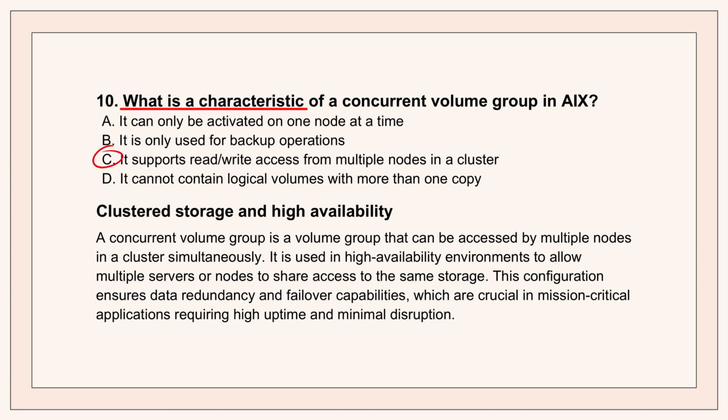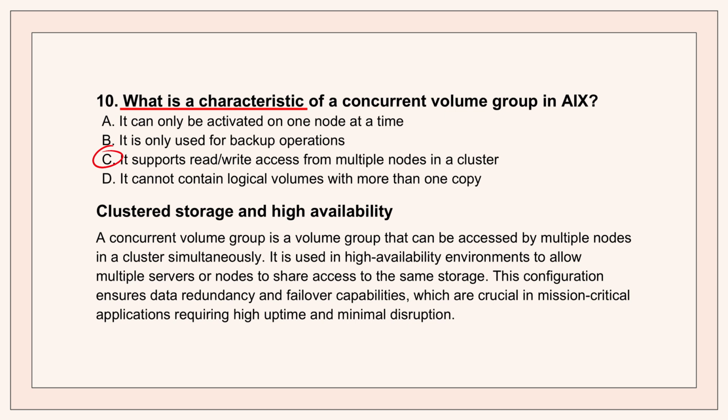Concurrent volume group. The name kind of suggests simultaneous access. How does this fit into something like a high availability cluster like PowerHA? Exactly. It's designed specifically for clustered environments like PowerHA. You have multiple AIX systems, multiple nodes working together. Right, for redundancy or performance. A concurrent VG allows multiple of those nodes to access the same storage, the same volume group and logical volumes at the same time, and crucially, with read and write permissions. So they can all actively work with the same shared data. Precisely. That's fundamental for clustered applications that need shared state or shared data.